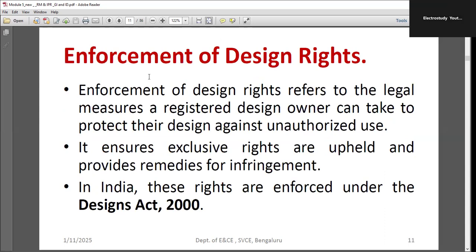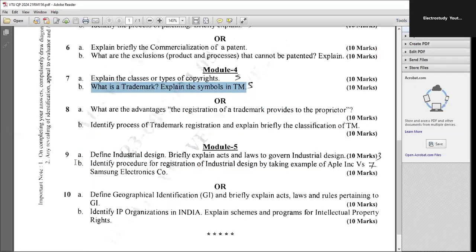You are supposed to talk about how it will cover all the infringement, then enforcement of the design right, etc. So these are the important points which you are supposed to explain for the particular question that is given in question number 9A.